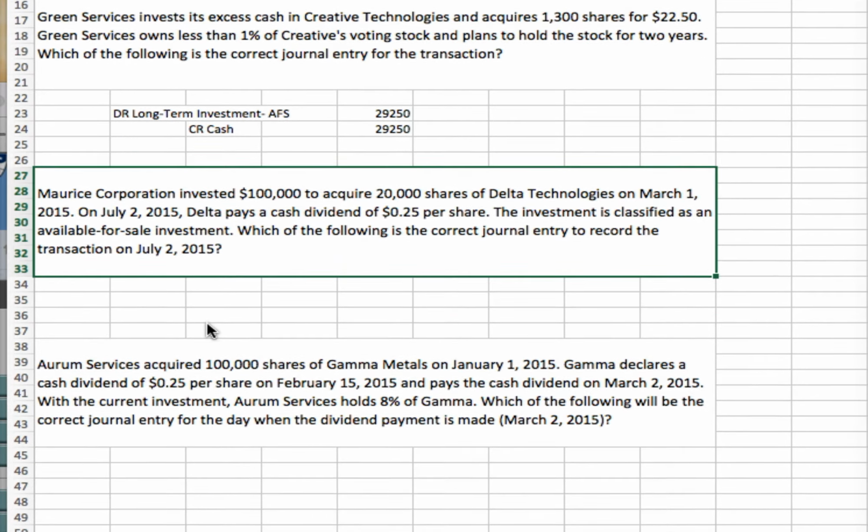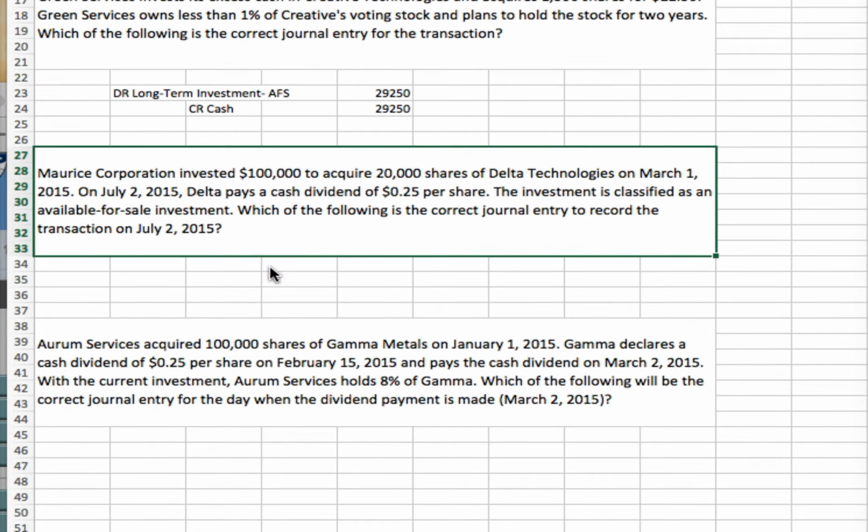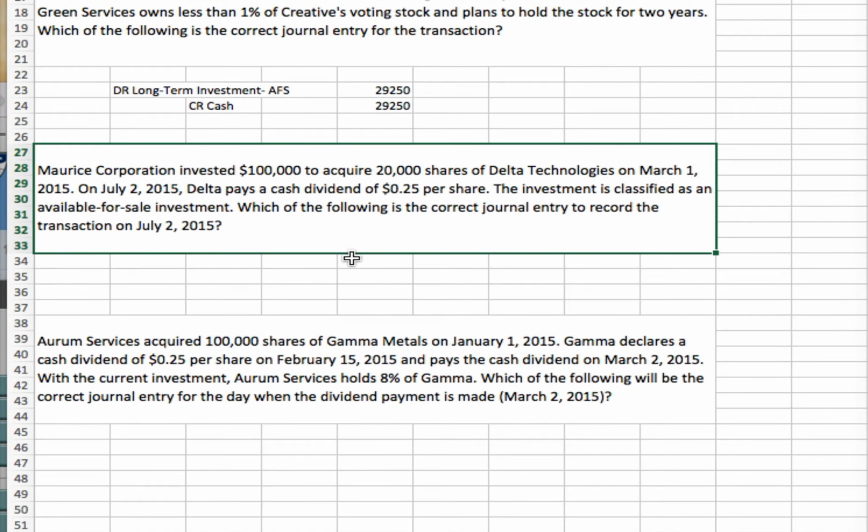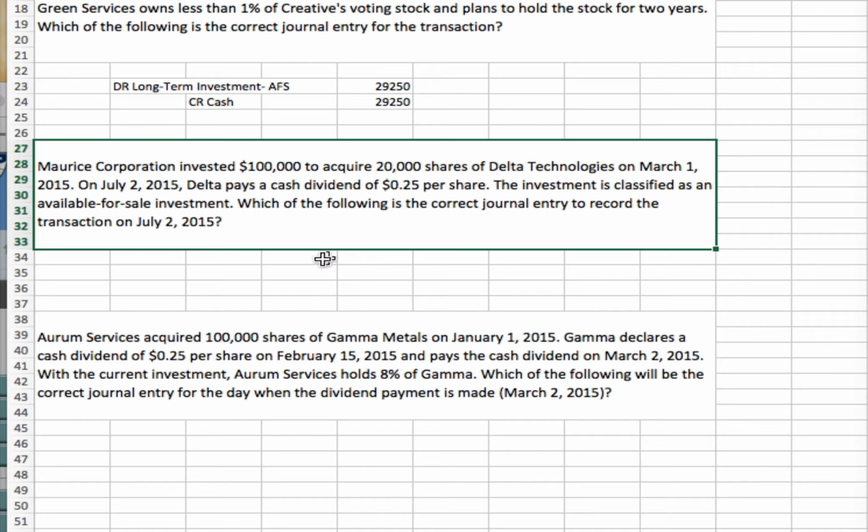Okay, moving on. Maurice Corporation invested $100,000 to acquire 20,000 shares of Delta Technologies on March 1st, 2015. On July 2nd, 2015, Delta pays a cash dividend of 25 cents per share. The investment is classified as an available for sale investment. Which of the following is the correct journal entry to record the transaction on July 2nd, 2015?